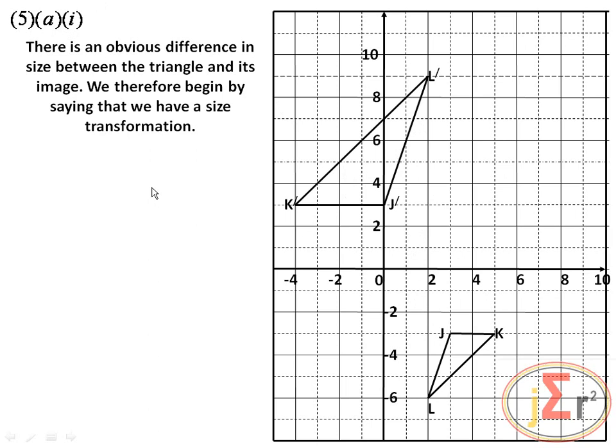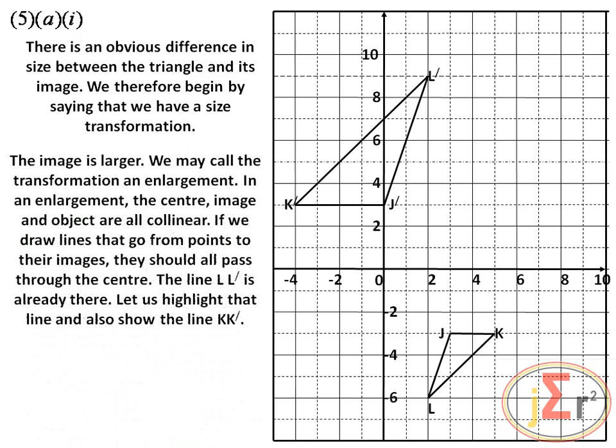There's an obvious difference in size. When we have a difference in size, we have a size transformation. That's not difficult. So, because of the difference in size, we know that there exists a size transformation. So we will begin by saying we have a size transformation. The image is larger. We may call the transformation an enlargement.